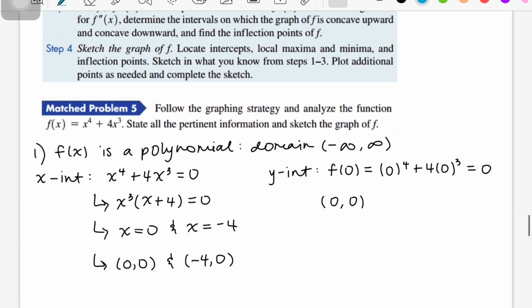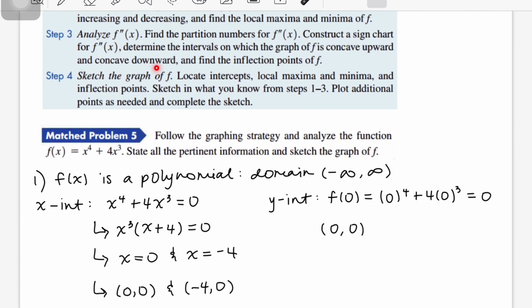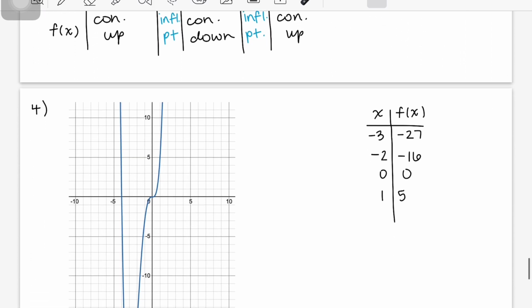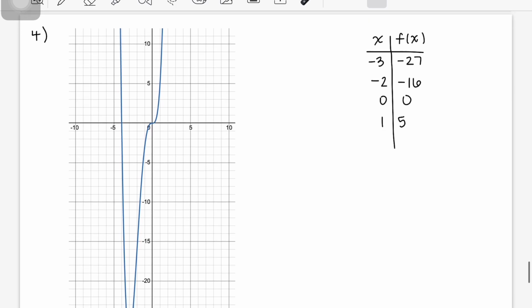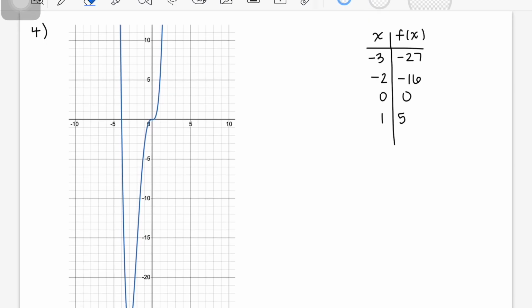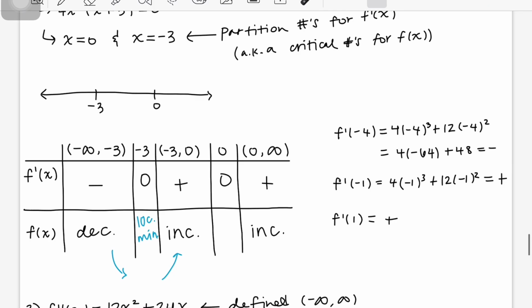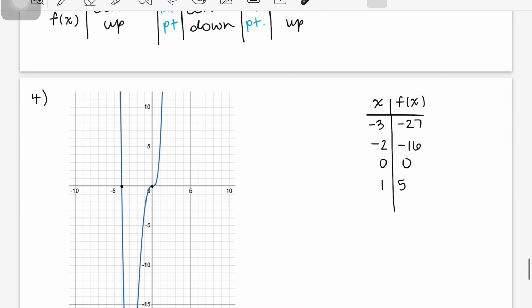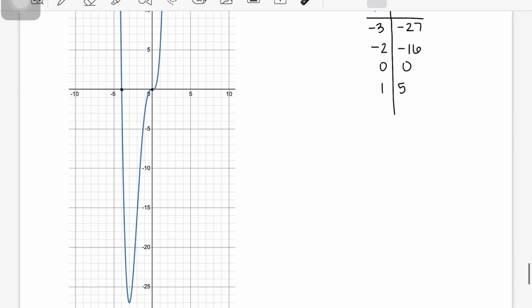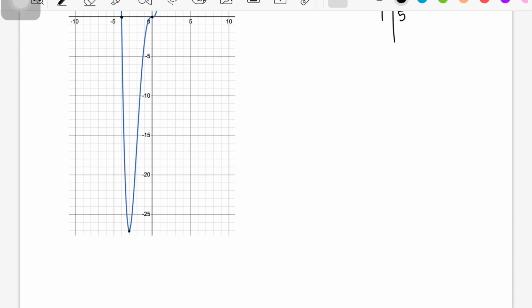All right, now we can take all of the information that we found in the first 3 steps and sketch the graph of f. So in the interest of time, I did already provide the graph here and some points. So we know that our x-intercepts were negative 4, 0, and 0, 0. So those are where our x-intercepts are located. We also know from step 2 that we have a local minimum when x is equal to negative 3. So plugging negative 3 into our function, we get negative 27. So we have our local minimum here.